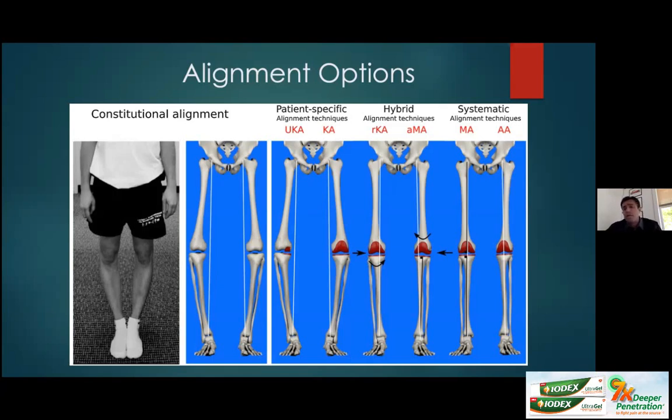Then there are hybrid techniques in which you have restricted kinematic and adjusted mechanical by putting in some joint line obliquity. And finally, you have patient-specific techniques. The most obvious patient-specific technique is a unicondylar knee arthroplasty because you're preserving your cruciate ligaments and your collateral ligaments and are really not supposed to perform any releases to balance the knee. So you're putting in an implant and just resurfacing the knee. Or you extend that to a total knee prosthesis, and that's known as a kinematic aligned knee with joint line obliquity.